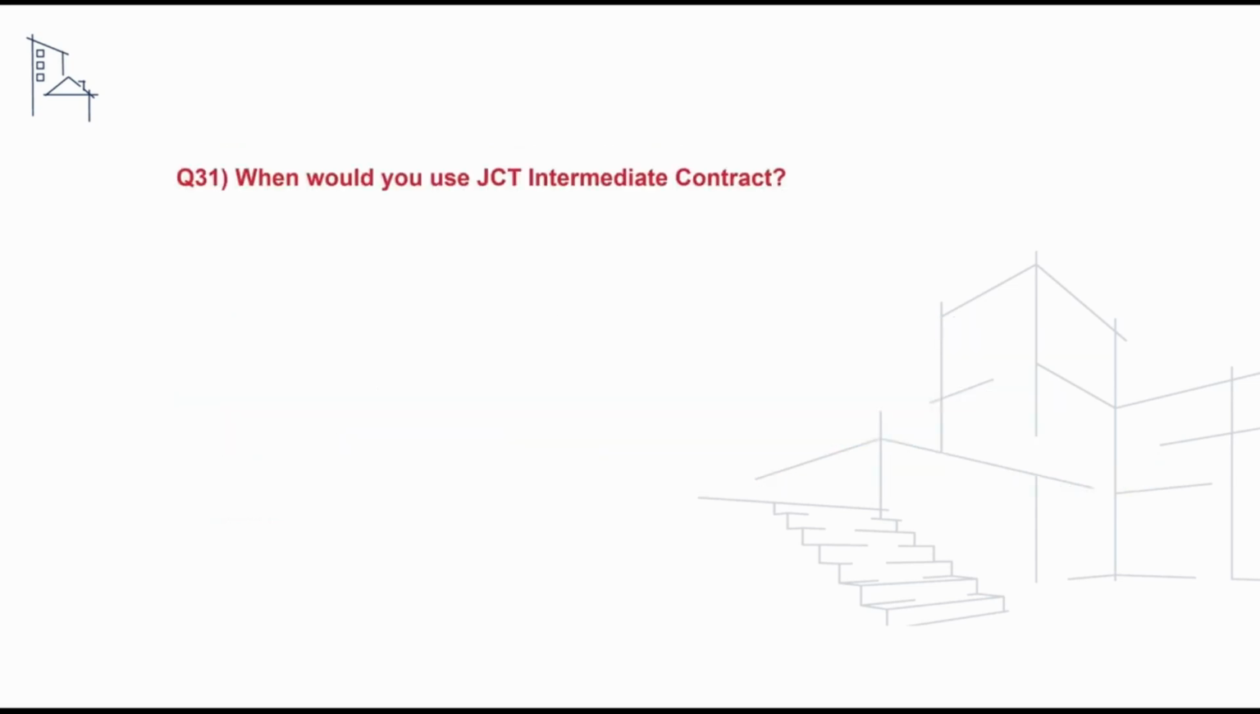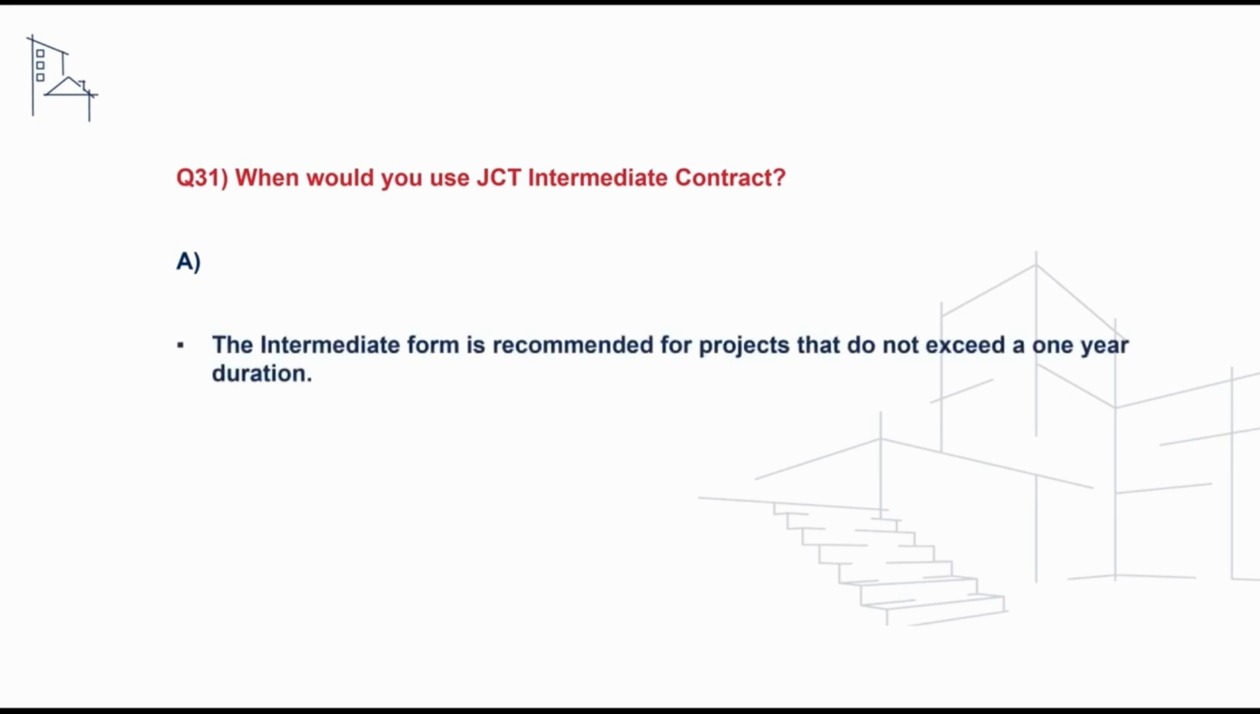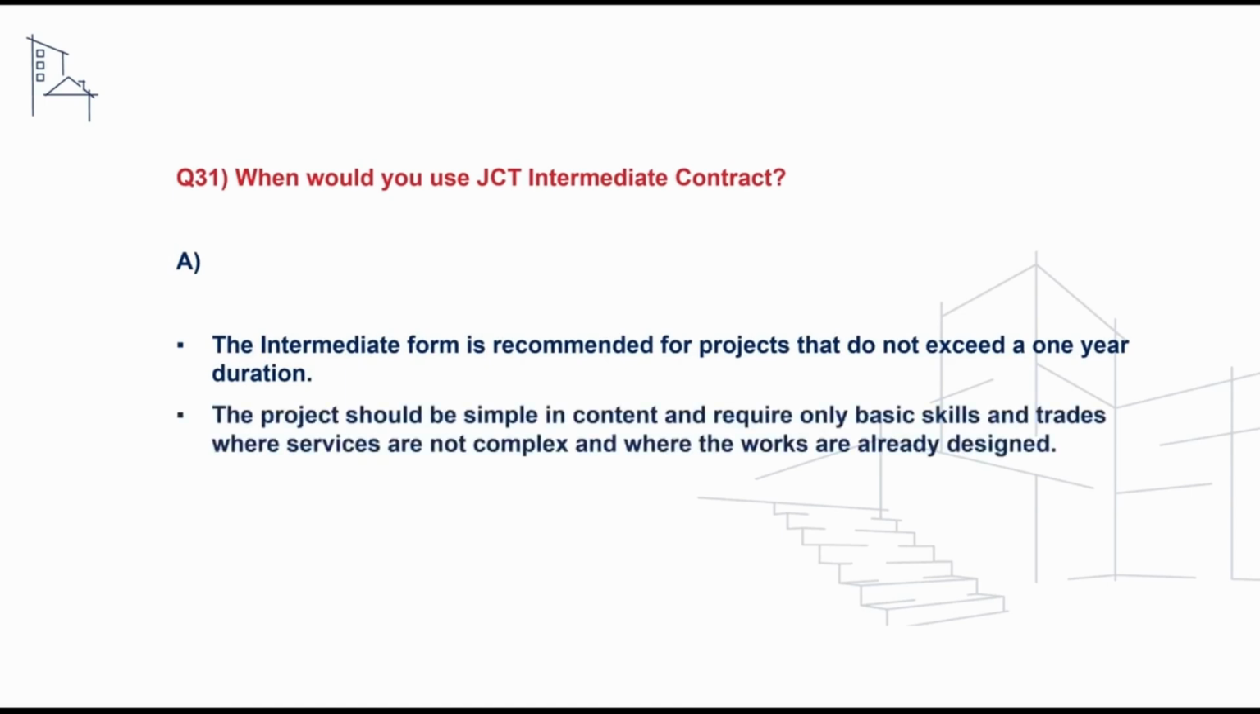We may also receive a question asking us to explain when we would look to use a JCT intermediate contract. And to address this, we could say that the intermediate form is recommended for projects that do not exceed 1 year in duration. The project should be of a simple nature, requiring only basic skills and trades, where services are not complex and where the works are already designed.